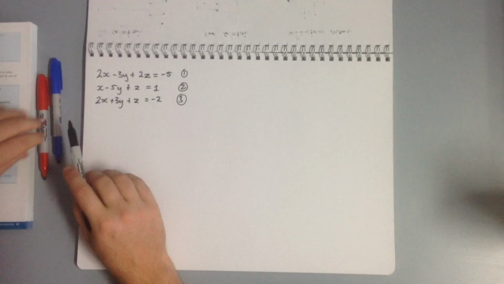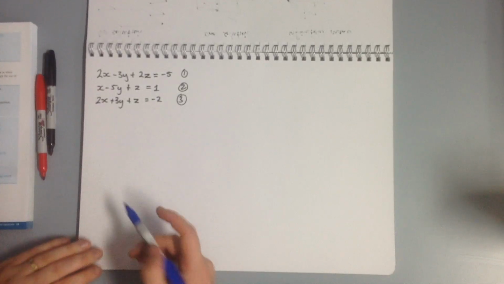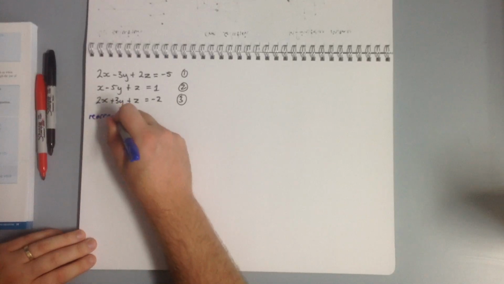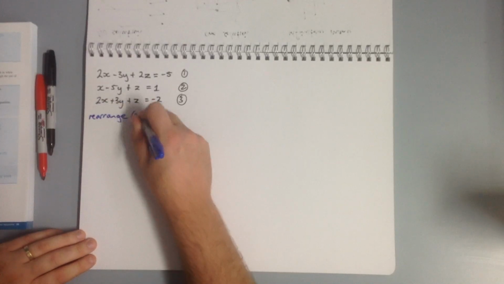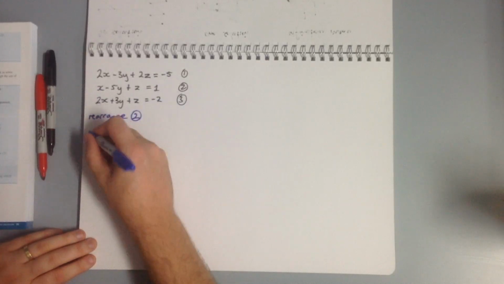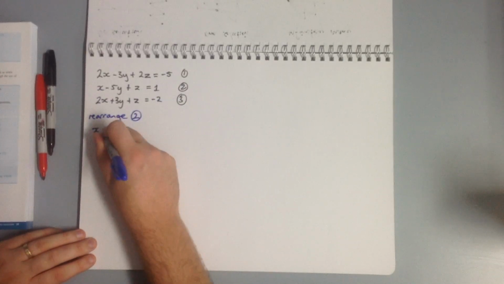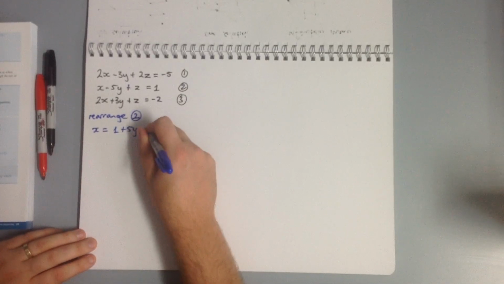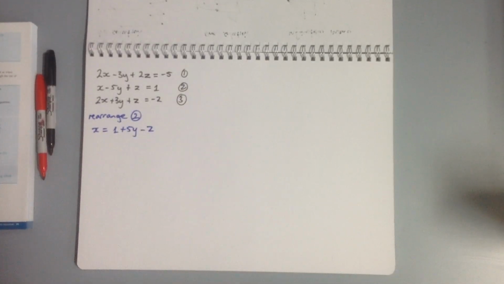Okay, so what we're going to do is rearrange 2 in terms of x. I'm just going to move everything else over the other side. So we get x equals 1 plus 5y minus z. Okay, that is what x equals.